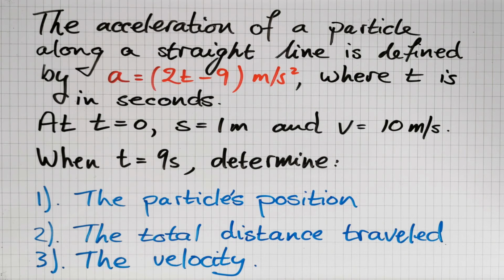We cannot directly use our equations of motion because our acceleration is not constant. So we need to work from first principles and integrate with a variable acceleration to get our answer. So let's look at question number 1, the particle's position.